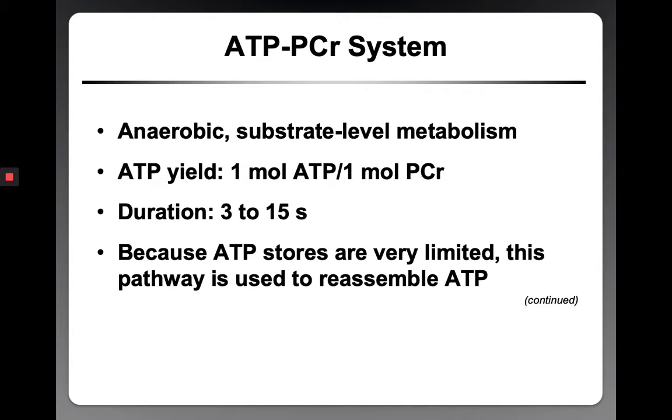And so it is the anaerobic substrate level metabolism, meaning that this is the simplest form that we can get. It is only going to yield 1 ATP per mole of PCr, and it is only going to last about 3 to 15 seconds. So because the ATP stores are very limited, this pathway is mostly used just to reassemble ATP.